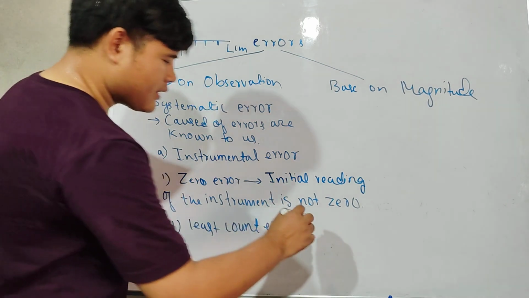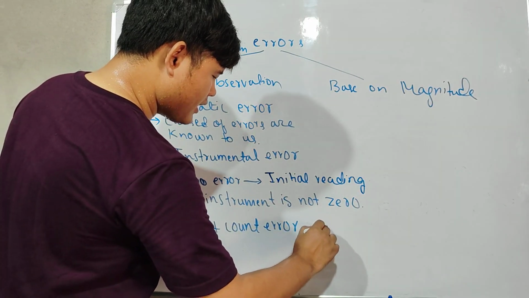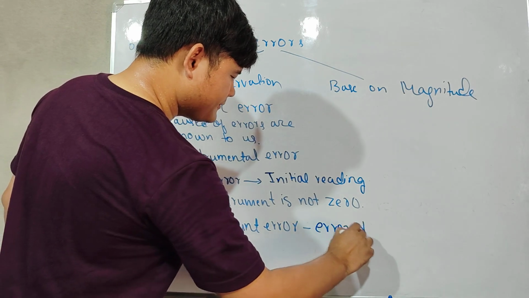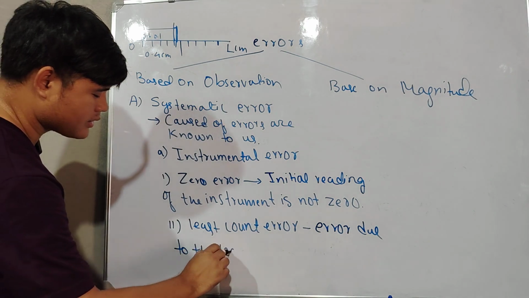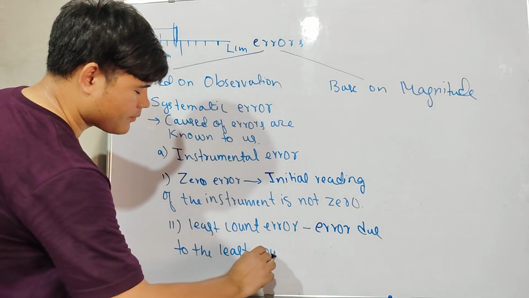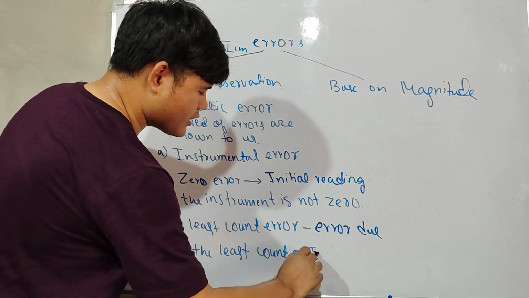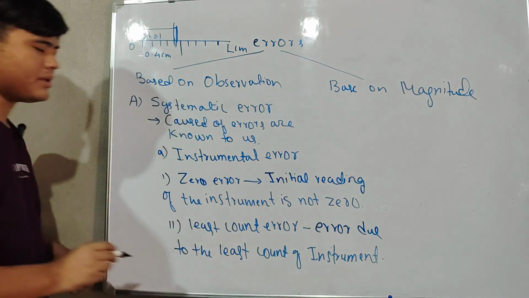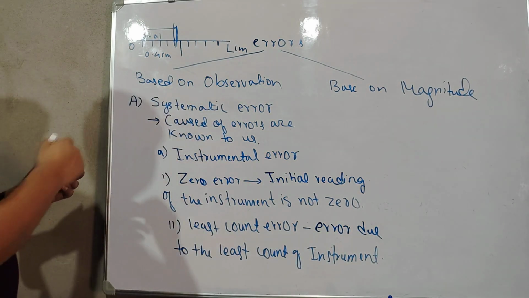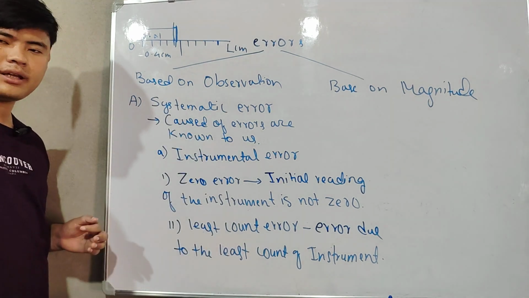This one is errors due to the least count of instruments. This error comes due to the least count of the instruments. So this is all about the systematic errors.